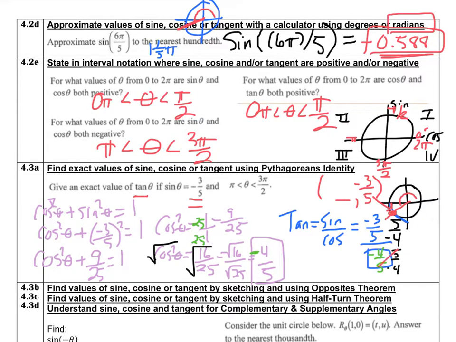When we do that, these cancel, the 5's cancel, and we're left with negative 3 over negative 4, which simplifies to the fraction 3/4, and that's the answer.